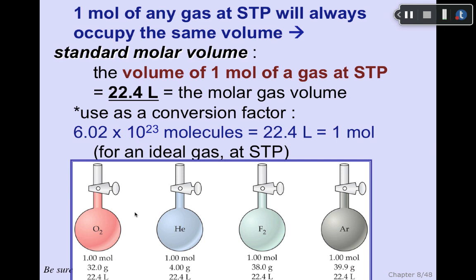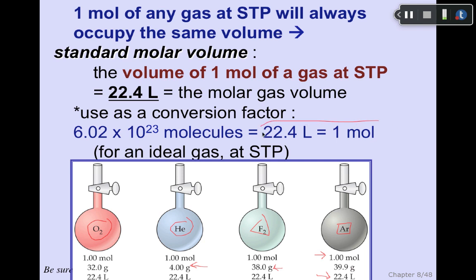And as represented in the diagram at the bottom of the screen, whether you have oxygen or helium or fluorine or argon does not matter. One mole is going to have the same volume. What's going to be different is their masses, because the mole has a different mass for each of these gases. So a mole of argon is certainly a lot heavier than a mole of helium, but they'll still have the same volume.